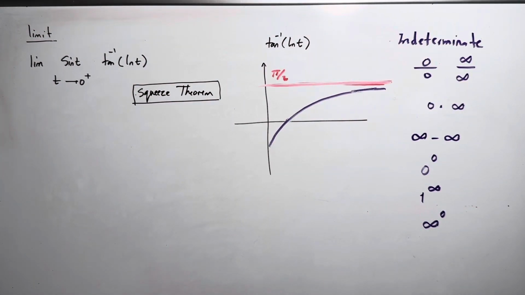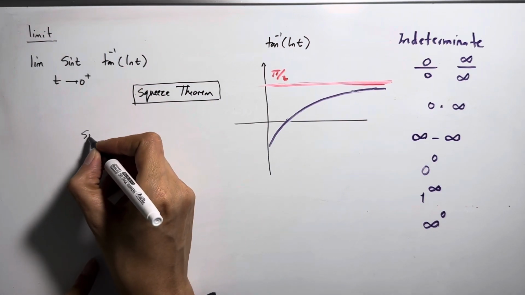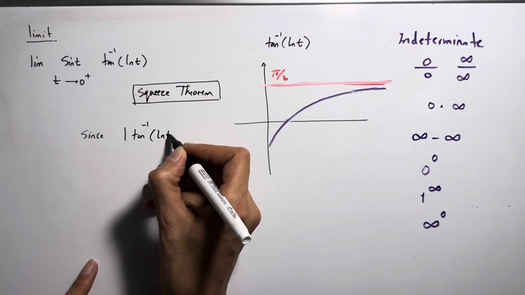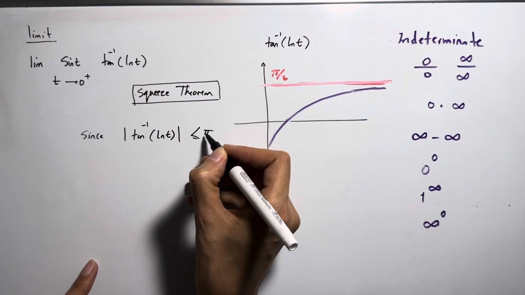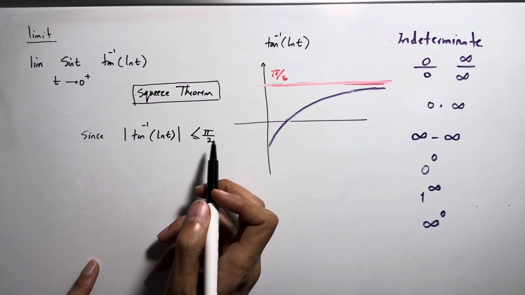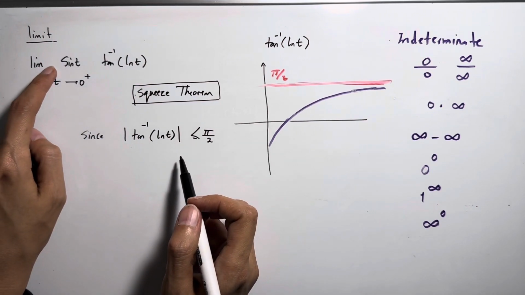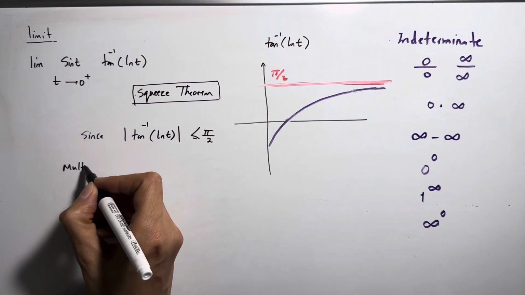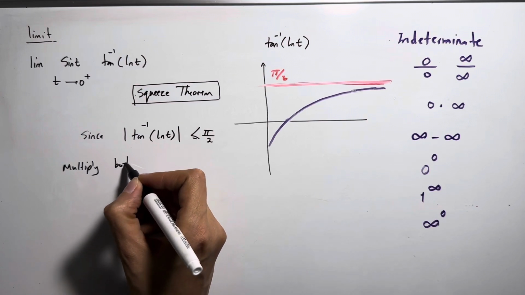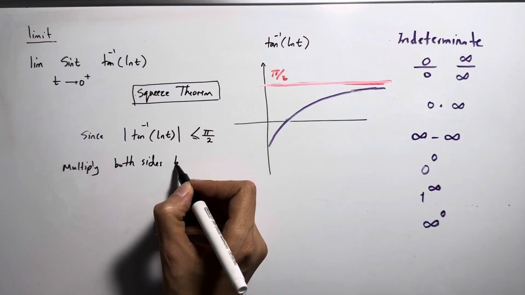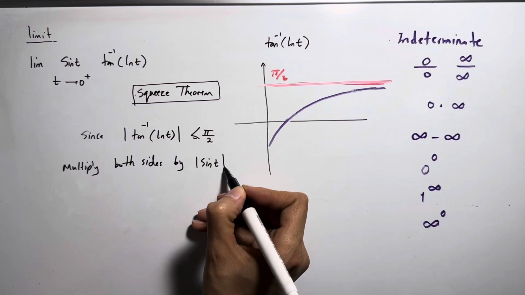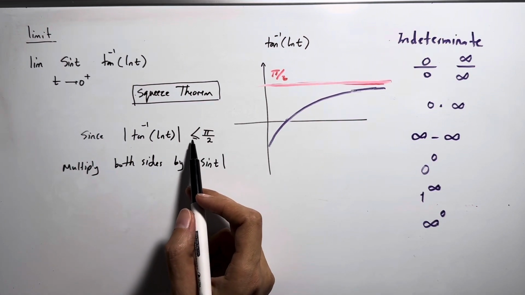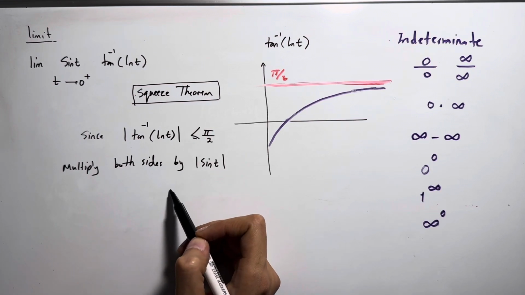So you're going to say that since the absolute value of inverse tangent of ln of t is always less than or equals to pi over 2, we can multiply both sides by absolute value of sine t. Why are we multiplying by absolute value? Because we don't want this guy to change the inequality direction.